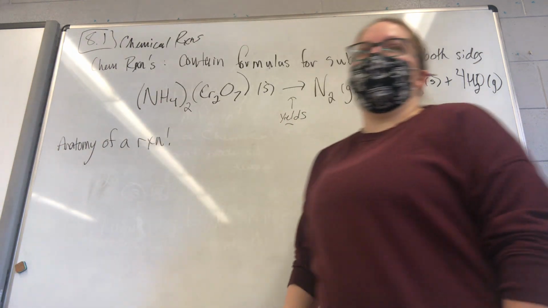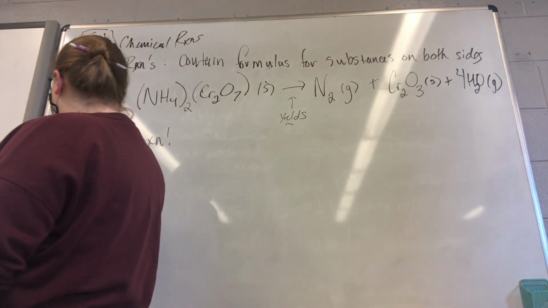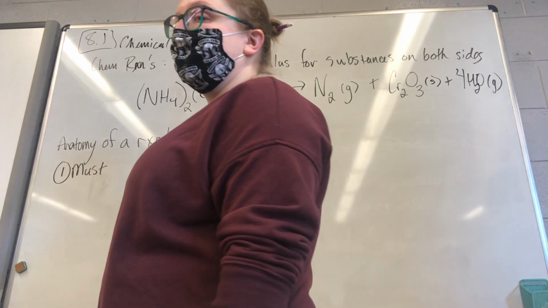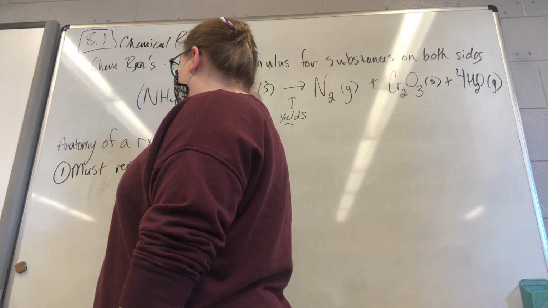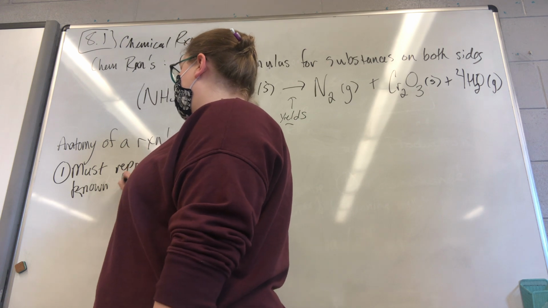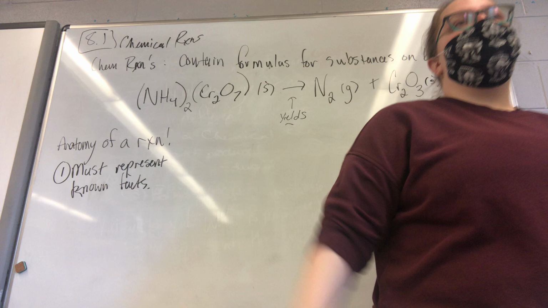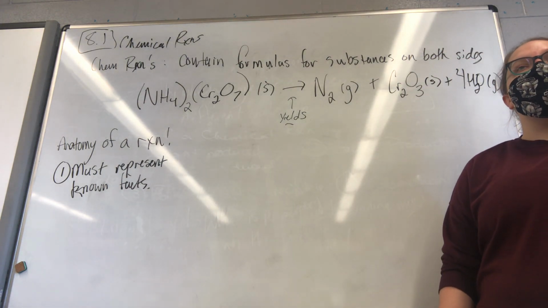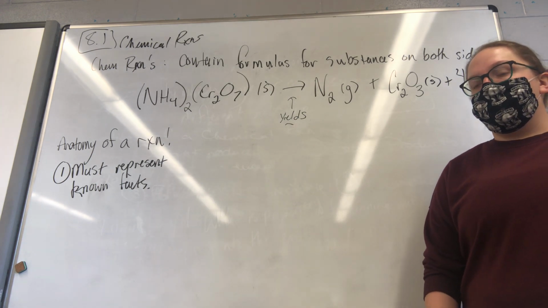The anatomy of a reaction. One of the requirements for us to label it a chemical reaction is that it must represent known facts. Don't just make stuff up off the top of your head. When we write chemical reactions, they represent actual reactions that can occur. That is rule number 1.